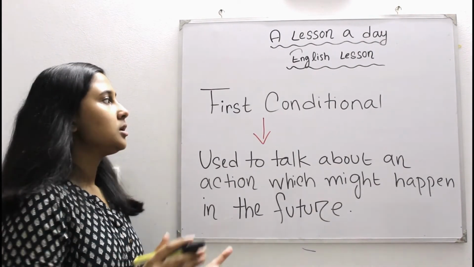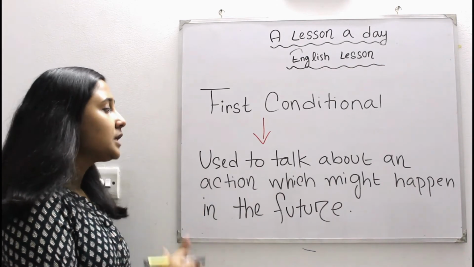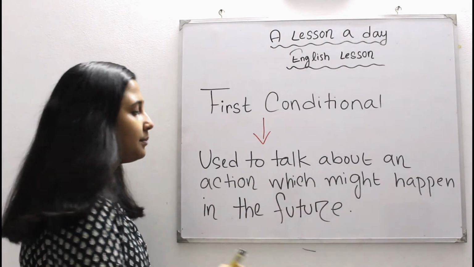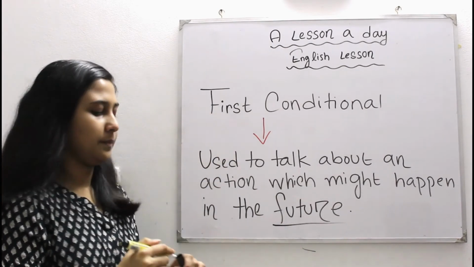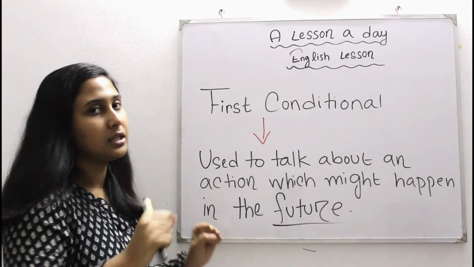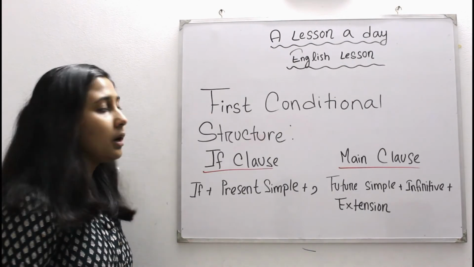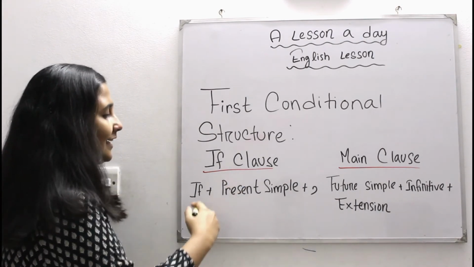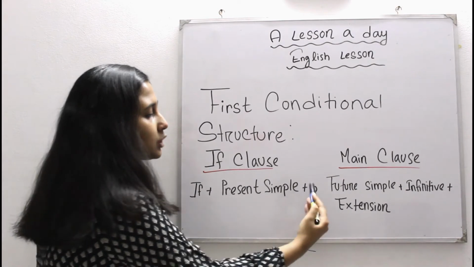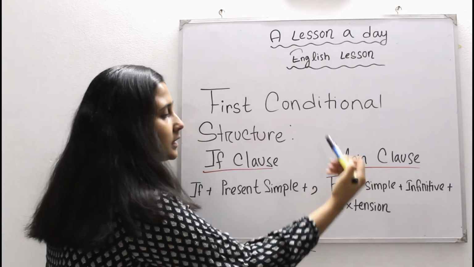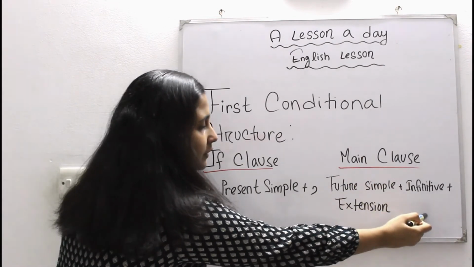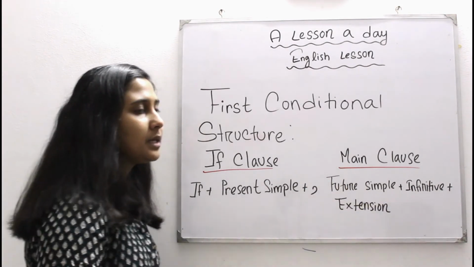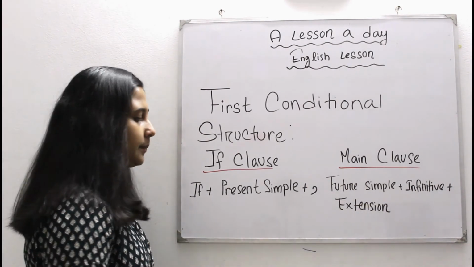Now, moving on to first conditional. So the first conditional is used to talk about an action which might happen in the future. Now, let us have a look at the structure. So, the structure of first conditional says, for the if clause, if plus present simple tense plus comma, and for the main clause, it's future simple tense plus infinitive plus extension. So for future simple tense, it may be will or will not, anyone.